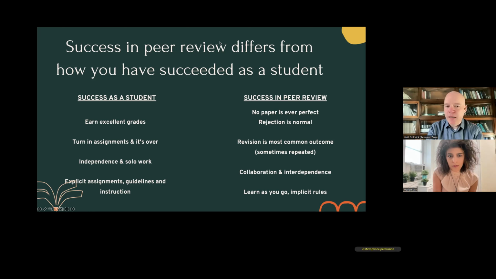Success as a student also involves independence and solo work. But as you probably realize, in science, what we wind up doing is a lot of collaborative work and interdependence. And that extends not just to your collaborators on your paper, but you are also interdependent on the opinions of the reviewers and opinions of editors. And then finally, students' work involves explicit assignments, guidelines, and instruction, whereas peer review is typically learn as you go, and no one tells you the rules of peer review in advance. That's something we want to work on today and talk a little bit more about.